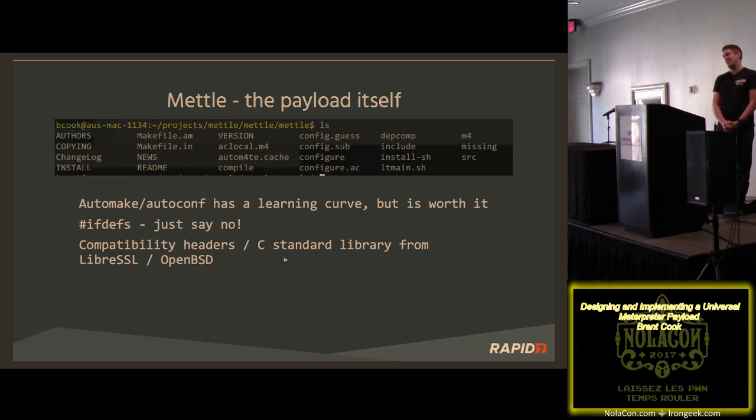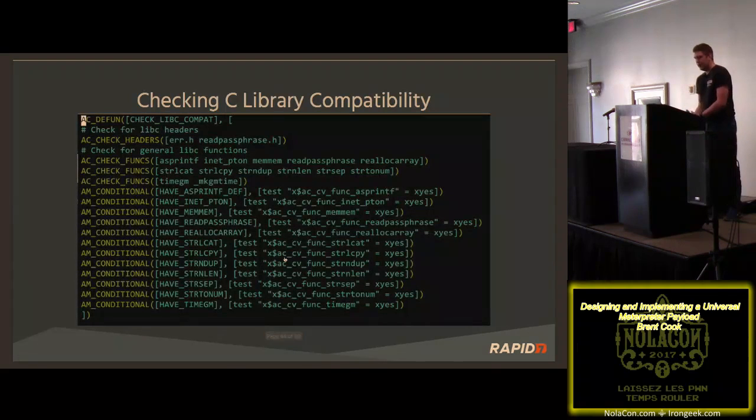The payload itself, how do we build it? Like I said, we use Automake. It's kind of a little bit of a learning curve, maybe a lot of a learning curve, but definitely worth it if you're cross-compiling things that have to work everywhere. That's basically the nuts and bolts of it. I used a lot of LibreSSL and OpenBSD code in it as well.